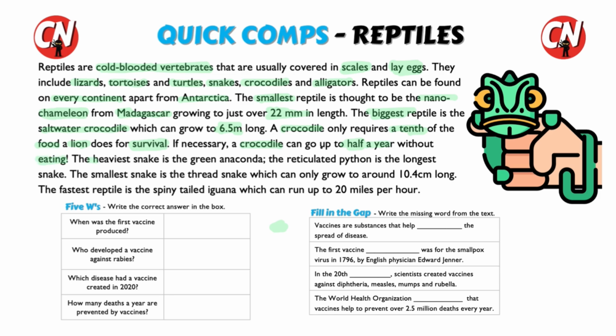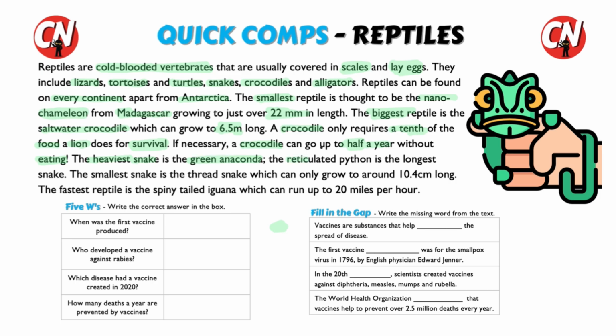The heaviest snake, because again, remember, the more we highlight, the less effective the highlighting is. Because if we just highlight everything, then we might as well highlight nothing. So we've really got to be selective. The heaviest snake is the green anaconda. That's the name.